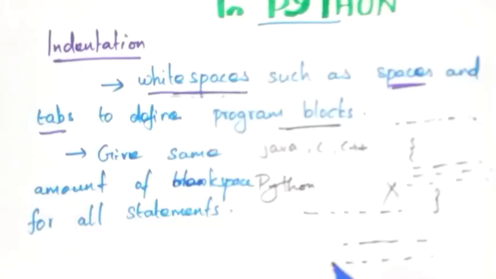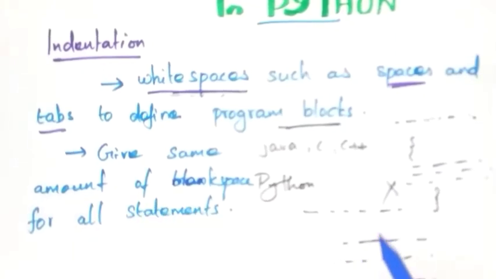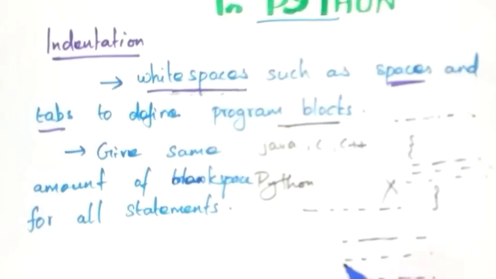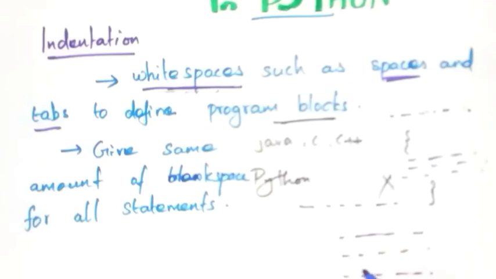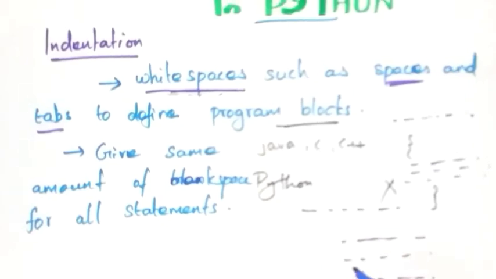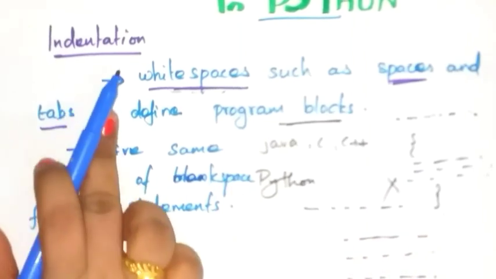So to indicate a block of code in Python, you must indent each line of code by the same amount of white space. By giving this white space, the code looks neat and clean, and it makes the code more readable. So this is called indentation.